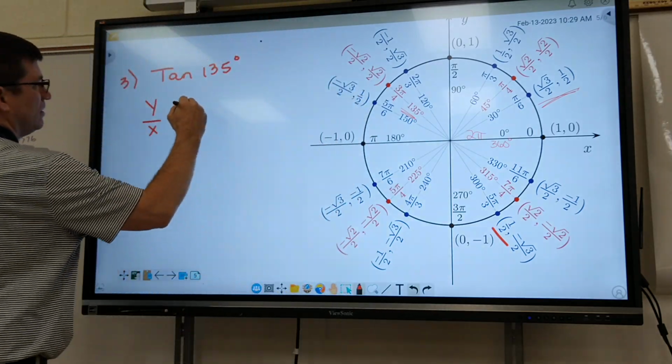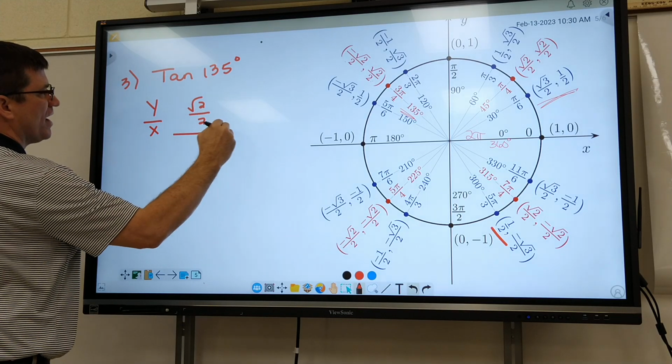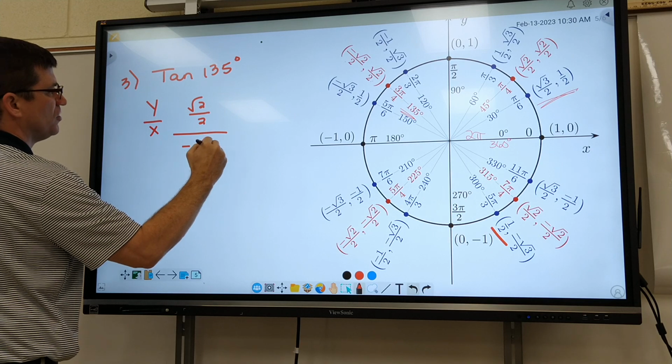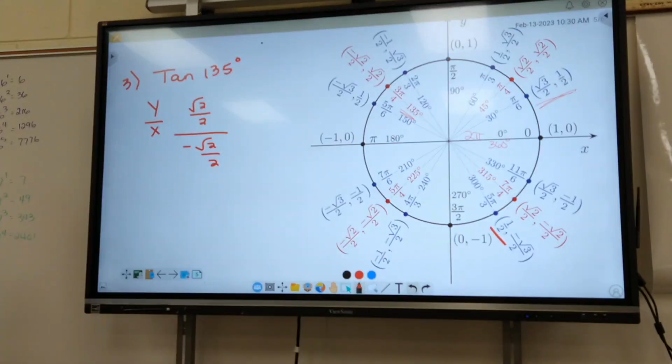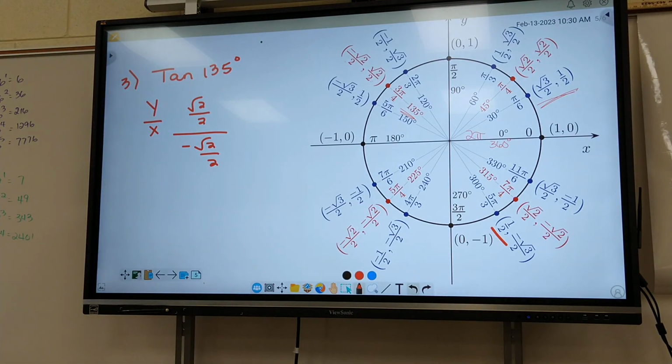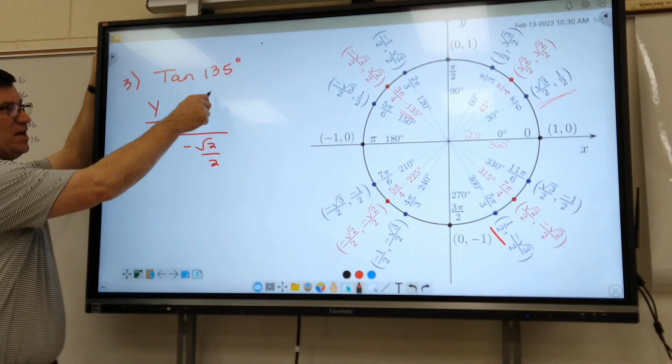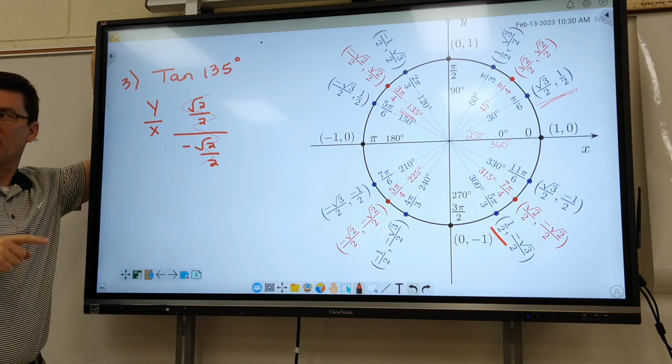So here's what I've got. Root 2 over 2 divided by negative root 2 over 2. All right, write it down. And you may know what the answer is right now. But you're going to have to show me this by hand. Now, it's okay if you don't want to show me this step. I'm okay with that, because here's what we're going to have to do.